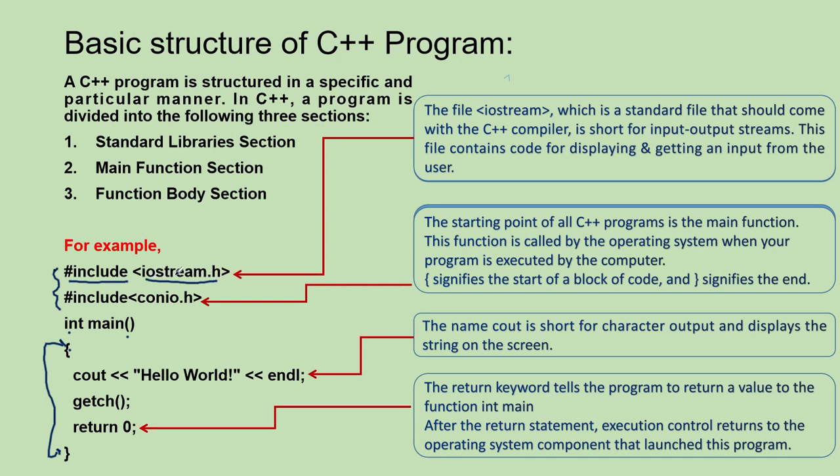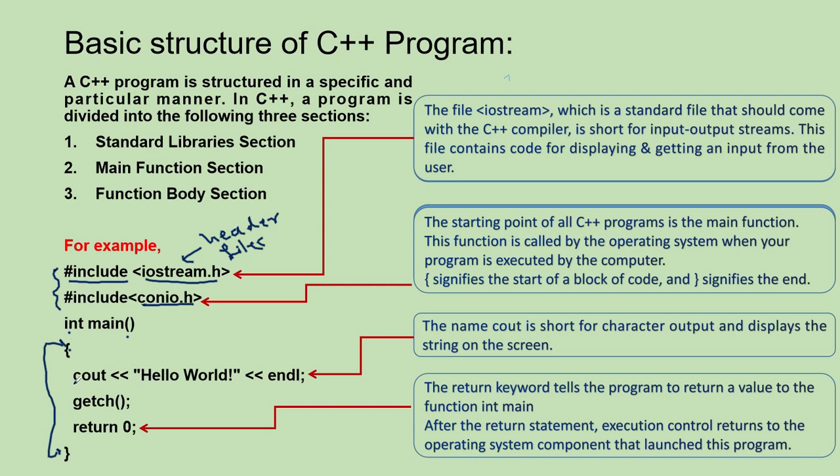Now this iostream.h is nothing but a header file. Iostream.h and conio.h, these both are header files. In a C++ program, we are going to use some functions, some utilities. Now how do these functions behave, where is the working of these functions written? For example, cout hello world is written.